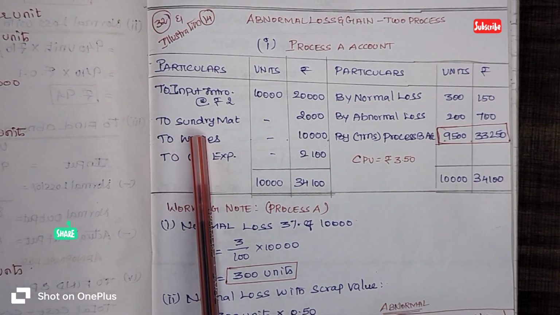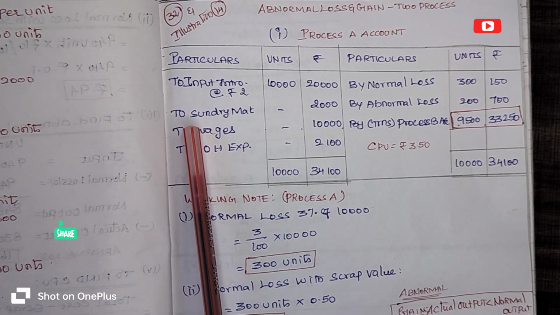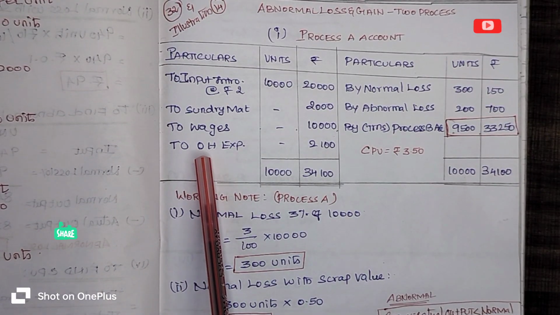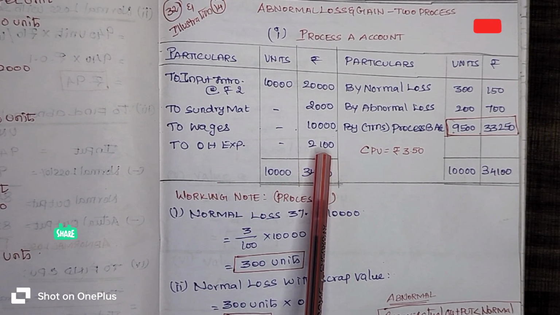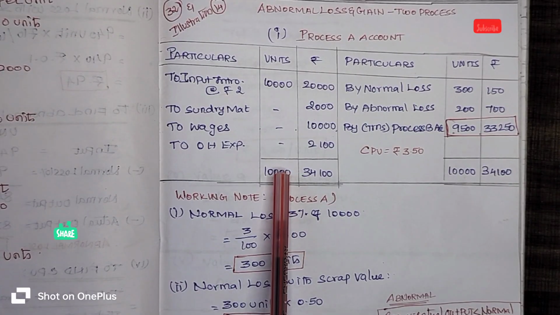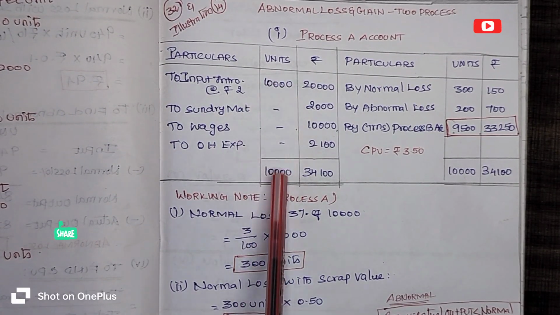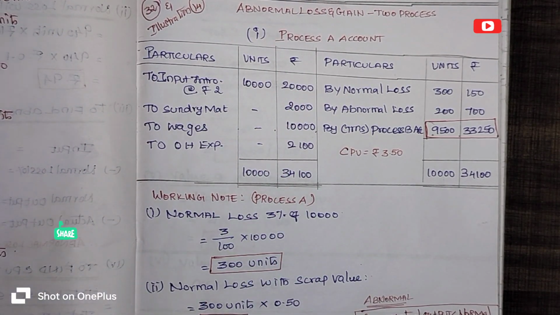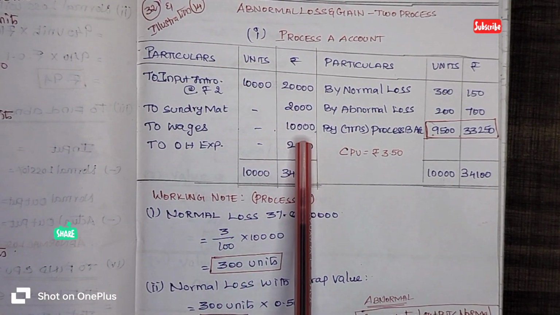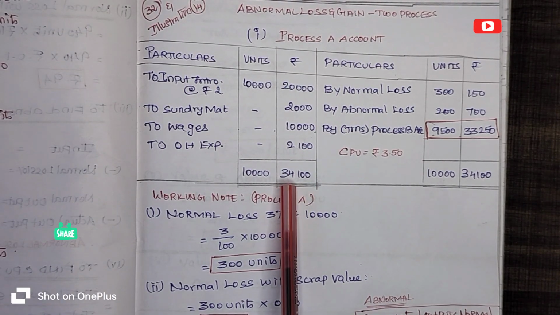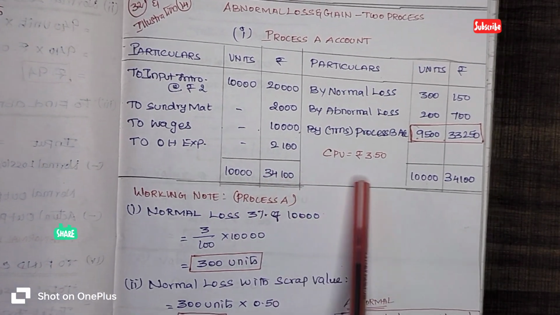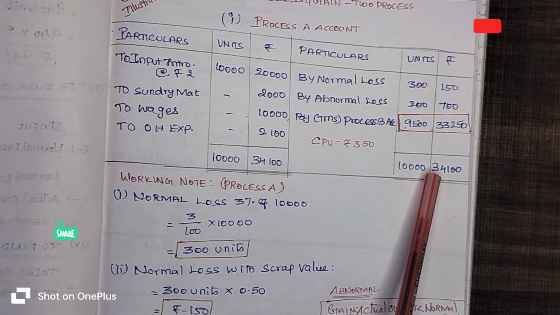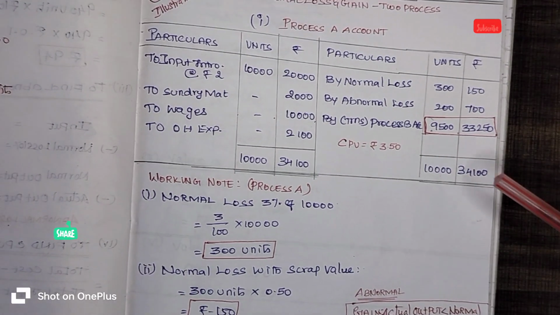Then what are the expenses they have given in process A account? Sundry material 2,000 rupees, wages 10,000 rupees, and overhead expenses 2,100 rupees, entered on the debit side. Let's find the total. The total units is 10,000. The total cost at the end of process A is 20,000 plus 2,000 plus 10,000 plus 2,100, which gives 34,100 rupees. The same value you enter on the credit side as the total, 10,000 units and 34,100 rupees.